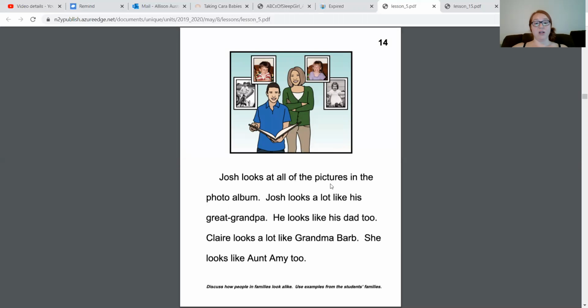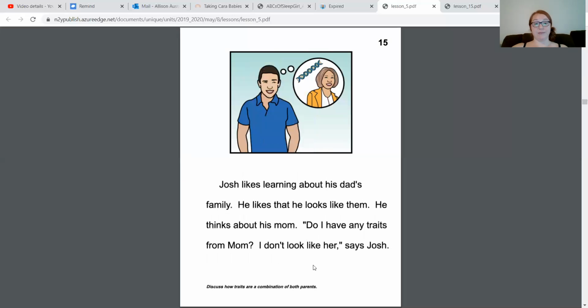Josh looks at all of the pictures in the photo album. Josh looks a lot like his great-grandpa. He looks like his dad too. Claire looks a lot like Grandma Barb. She looks like Aunt Amy too. Josh likes learning about his dad's family. He likes that he looks like them. He thinks about his mom. "Do I have any traits from Mom? I don't look like her," says Josh.